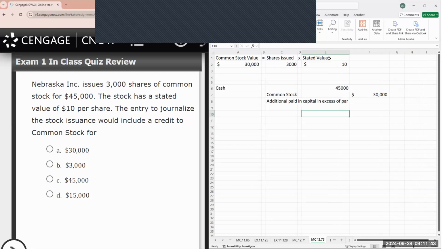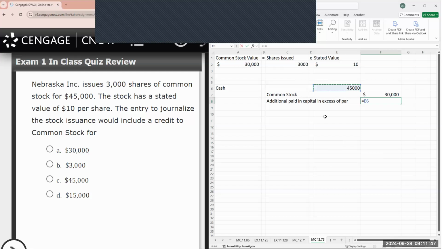For the difference between the two, which in this case is 45,000, which represents the cash that we received, minus the common stock value of 30,000, because they issued 3,000 shares at a stated value of $10. So the additional paid in capital is 15,000. So that's how we will record this journal entry. And this is going to help us with some of the previous problems that we will see.